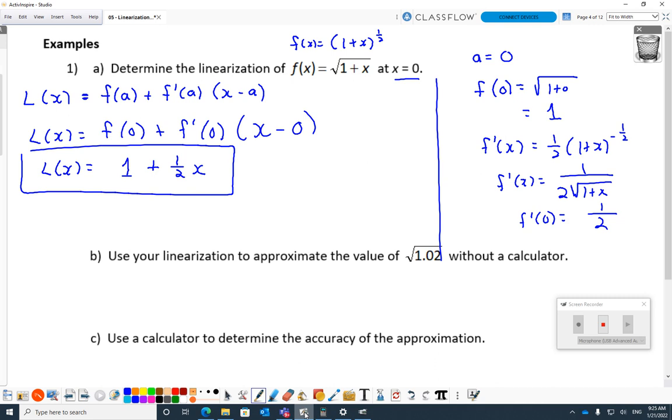Whereas linearization is always easy. You just look and go 1 plus half of the x value. That's nice to estimate square roots, and gives you a little hint to what calculators and computers might be up to when they find values.